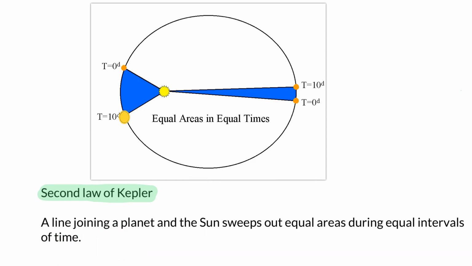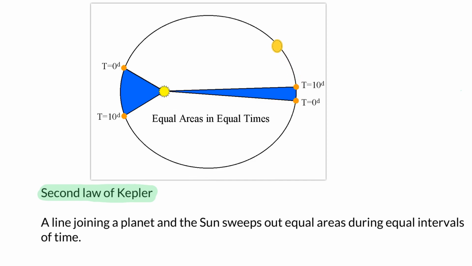Let me make you understand this. Say this is the planet revolving around the sun. Here it is time, say 0 days, and in 10 days it comes from here to here. It describes this much distance. So what sectorial area has it covered? This is the sectorial area it has covered, shown in the blue region.